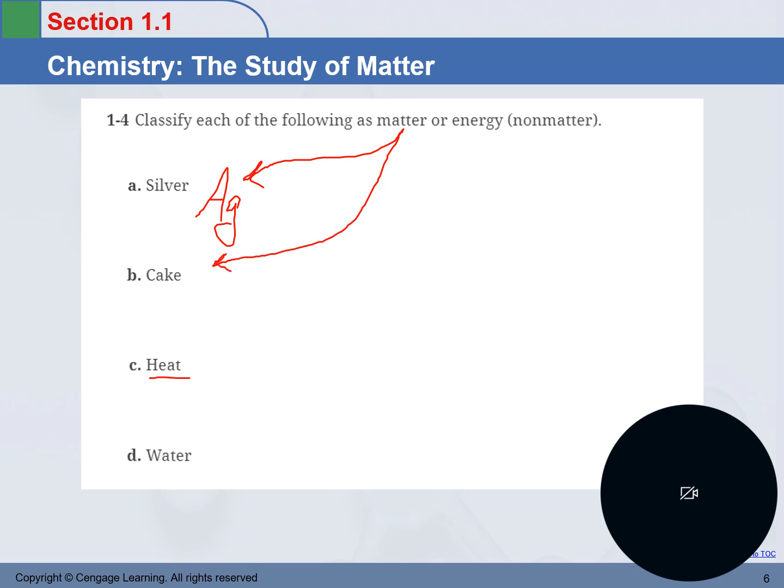Heat, however, we cannot make a formula for, and it comes in various forms. That is definitely a type of energy. And water, hopefully you know the chemical symbol for that. That would be an example of matter as well.